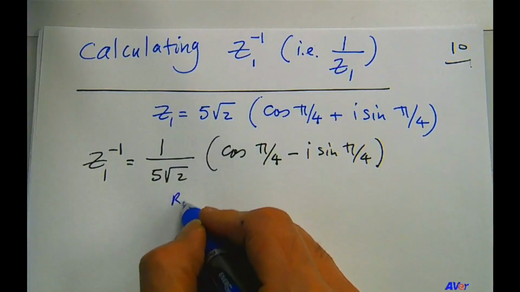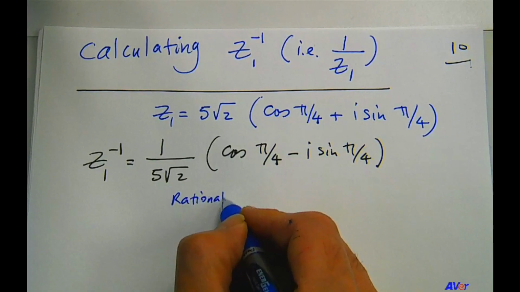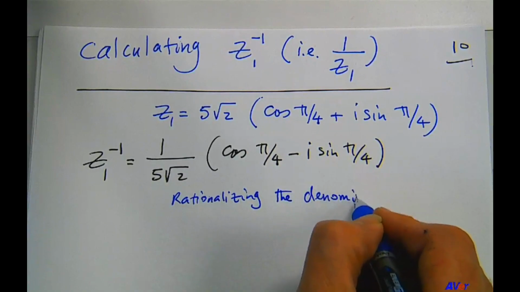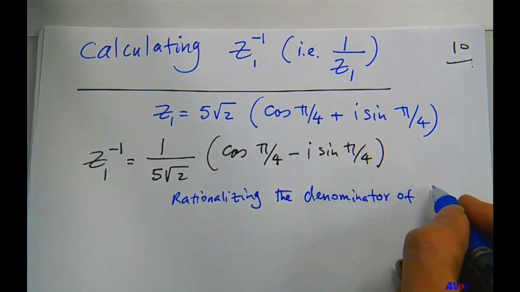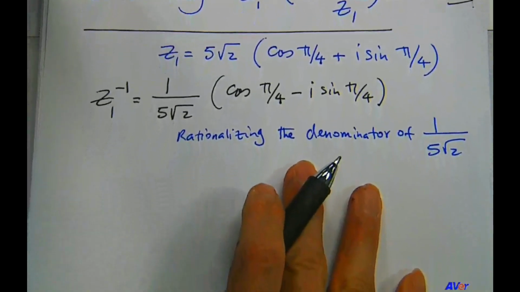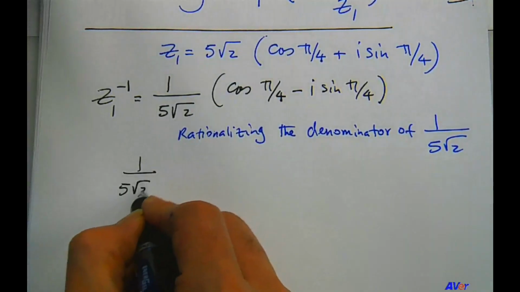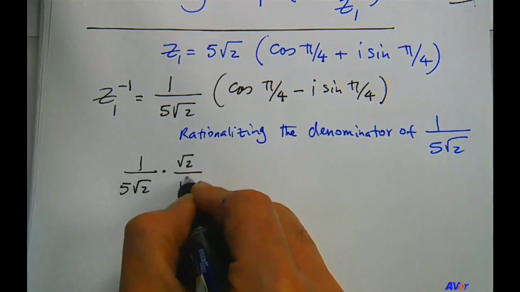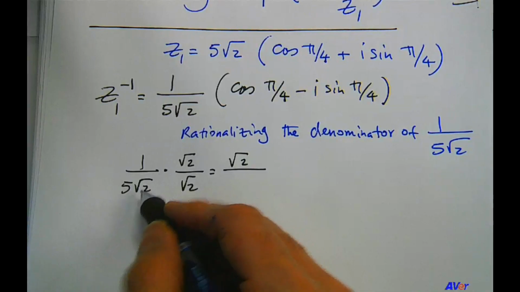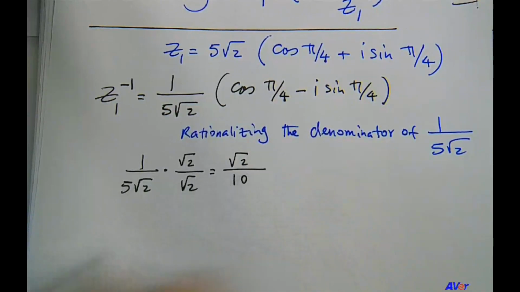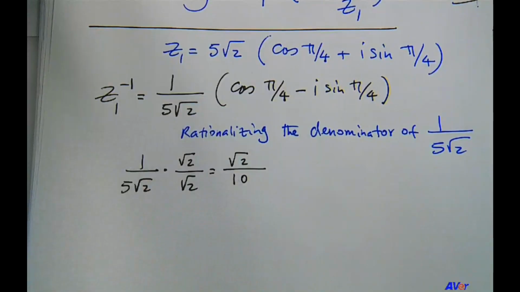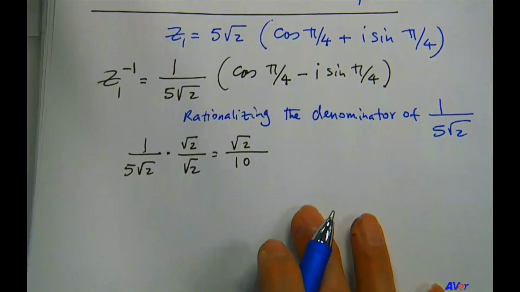So rationalizing the denominator of 1 over 5 square root of 2, we have this. We have 1 over 5 square root of 2 times square root of 2 over square root of 2. Square root of 2 times square root of 2 is just 2. 2 times 5 is 10. Right? So now let's plug into this. Okay, so we have the denominator rationalized.